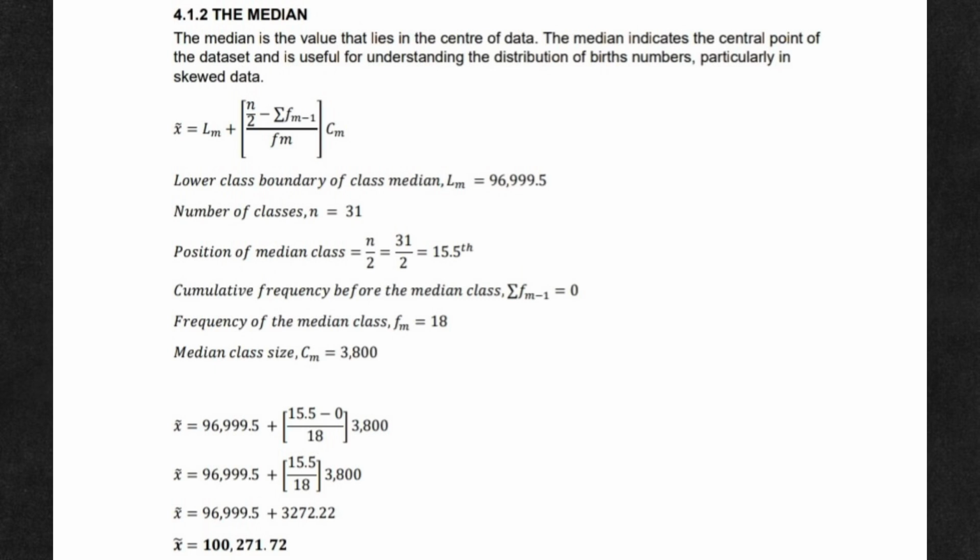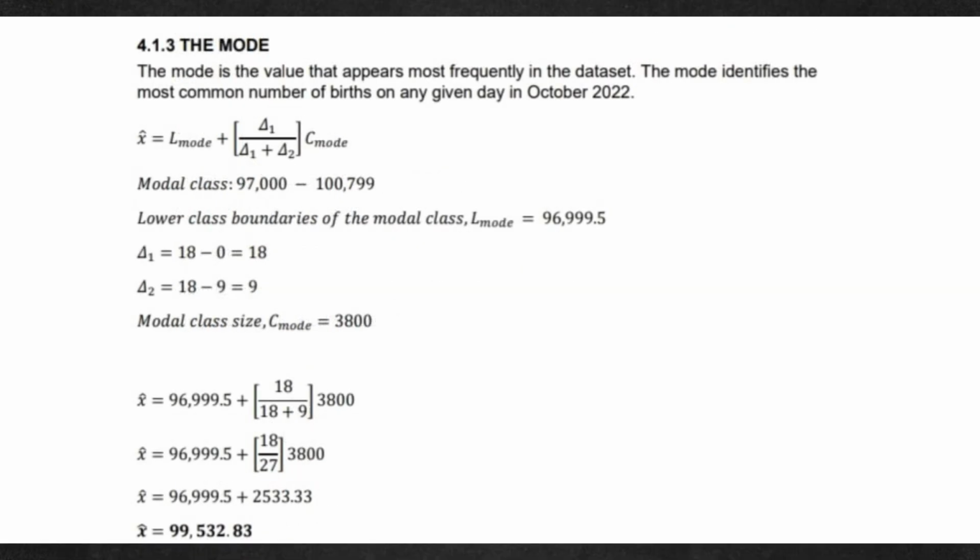The cumulative frequency before the median class is equal to 0. The frequency of the median class is equal to 18. The median class size is equal to 3,800. After we substitute into the formula, we found that the median is equal to 100,271.72.